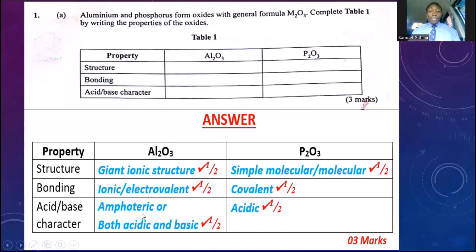The acid-base character is amphoteric. Otherwise, the student could have said it has both characters, acidic and basic. Then phosphorus oxide has a simple molecular structure. If a student says molecular, well and good. So that is the type of structure for phosphorus 3 oxide. The type of bond is covalent, and it is acidic in nature. Actually, if you dissolve it in water, you get phosphoric acid. That is question 1, part A.